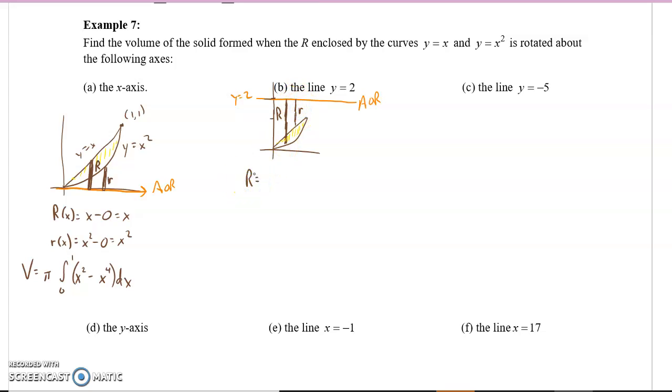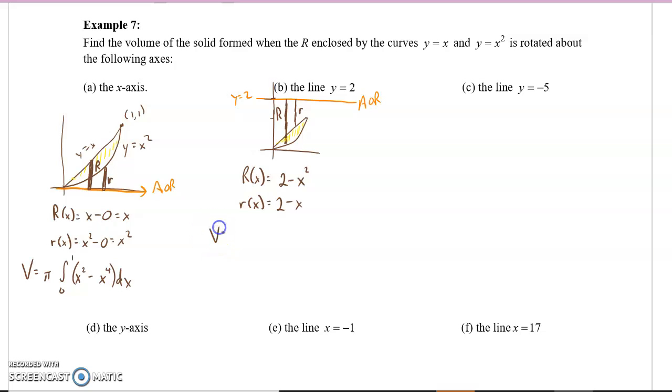Big R is found top minus bottom. This time the top is 2. Let's make sure that we remember that this is a function of x. So R of x equals, let's see, we have 2 minus, that's the top, the bottom is y equals x squared. So 2 minus x squared is big R. For the little r, we're starting at the top again, so little r is 2 minus, this time we stop when we get to here, and that's at y equals x.